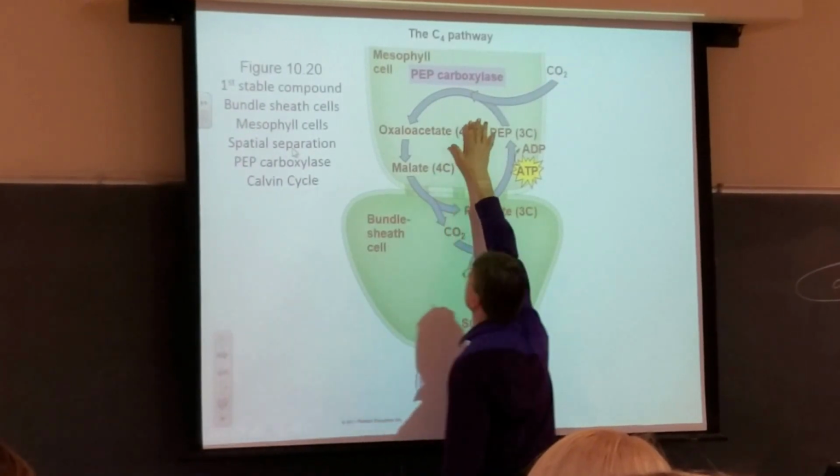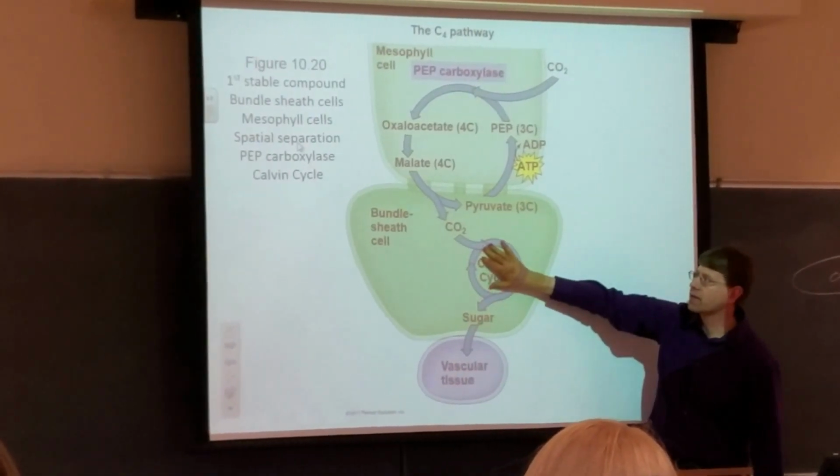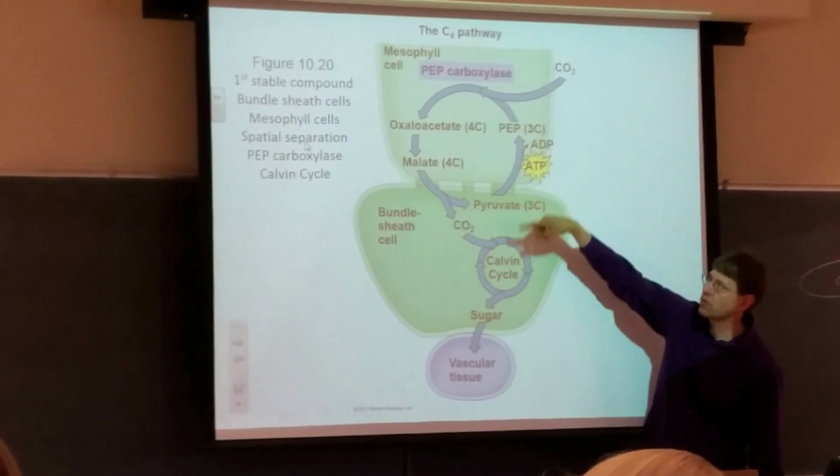Great. Note also that there's this spatial separation, and that spatial separation is important. So carboxylase acts in the mesophyll cell, Rubisco acts in the bundle sheath cell, so there's a spatial separation.